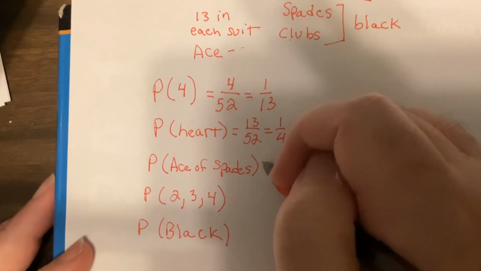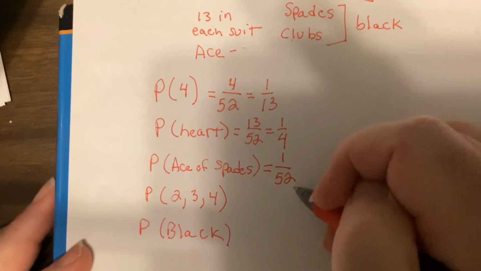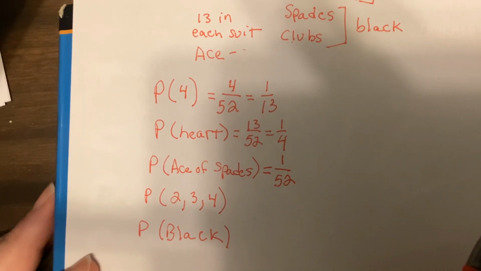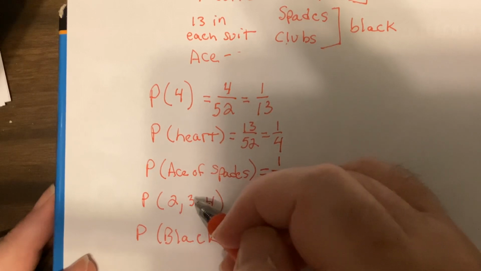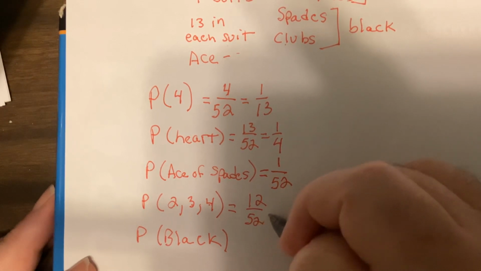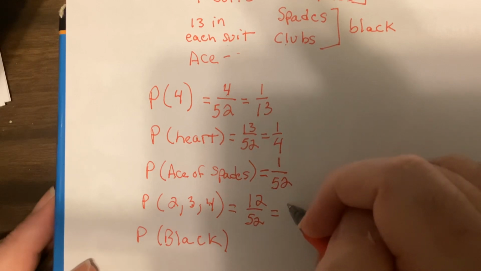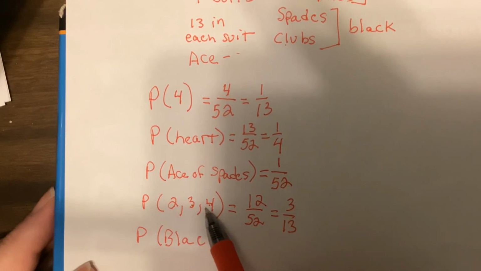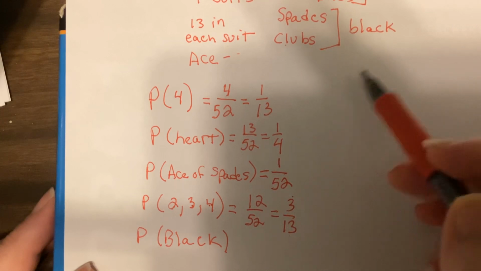Okay, ace of spades is just 1 card in the deck. So that would be 1 out of 52. Then 2, 3, 4. Well, each suit has 4 2s, 4 3s, 4 4s. So that would be 12 out of 52. And we can reduce that. 4 goes into both, I do believe. So that would be 3 out of 13. Or you could have said there's 2s, 3s, and 4s, 3 of them in every suit. So there'd be 3 out of the 13 in each suit.